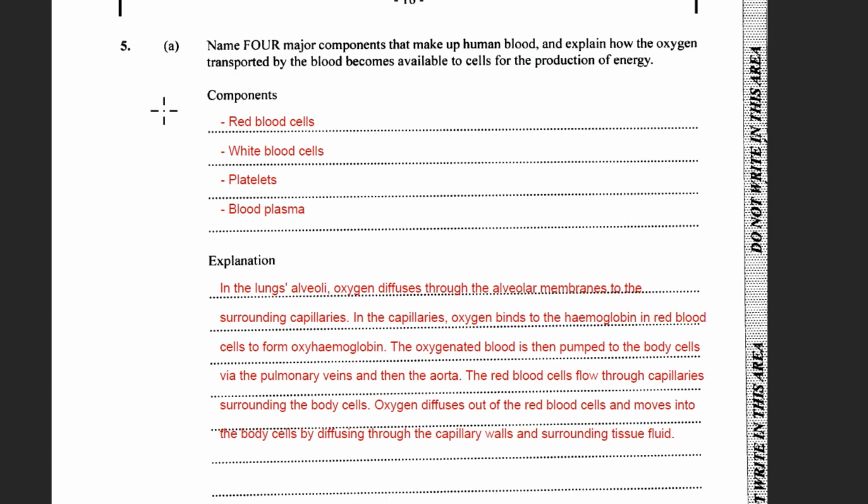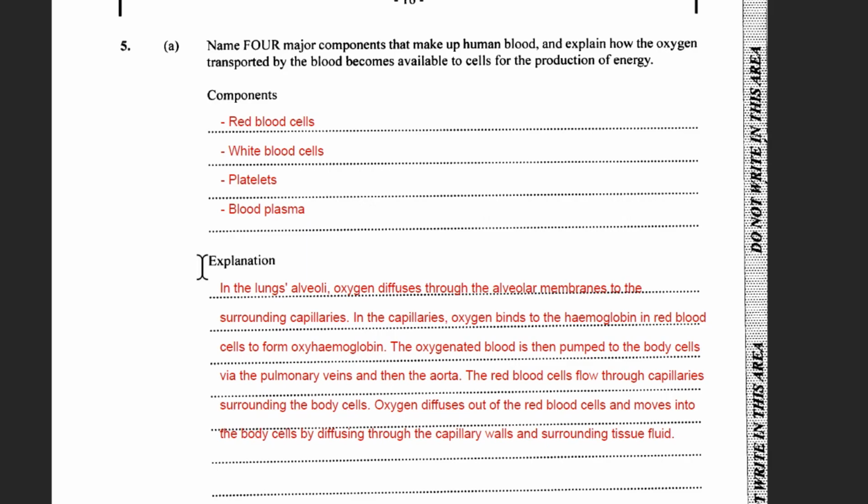Here we have January 2016. Question 5. Name 4 major components that make up human blood and explain how the oxygen transported by the blood becomes available to cells for the production of energy. Well, the components are red blood cells, white blood cells, platelets, and blood plasma. You can also say erythrocytes, leukocytes, and thrombocytes.